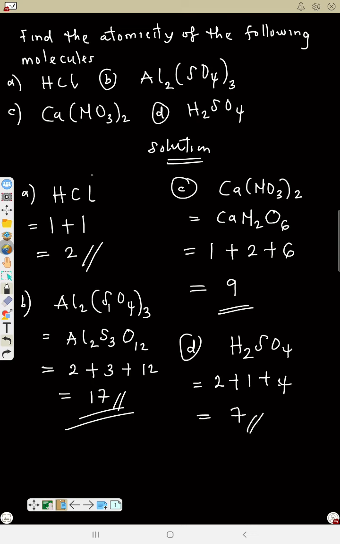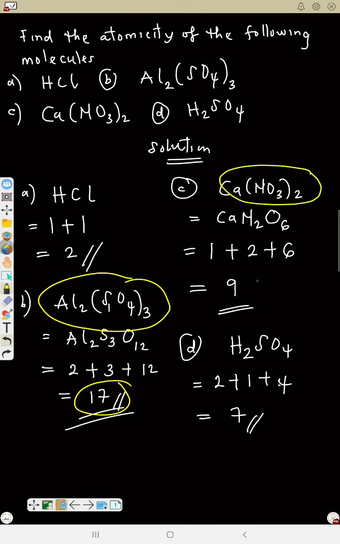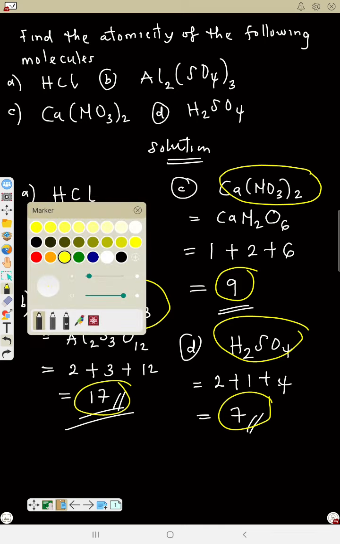That means the atomicity of AlCl is 2. The atomicity of aluminum sulfate is 17. The atomicity of calcium nitrate is 9. The atomicity of sulfuric acid is 7. Like that. So we are through with that also. Now let's see more example. So another example.